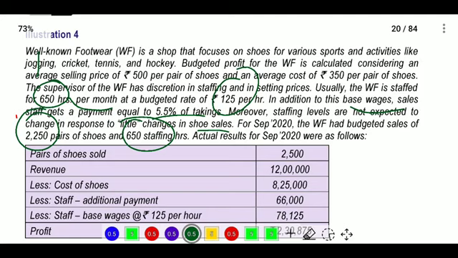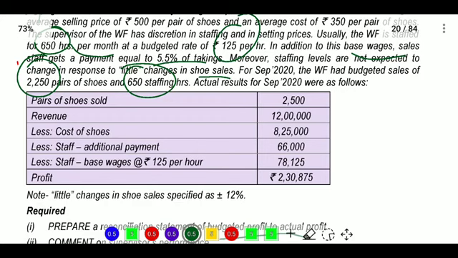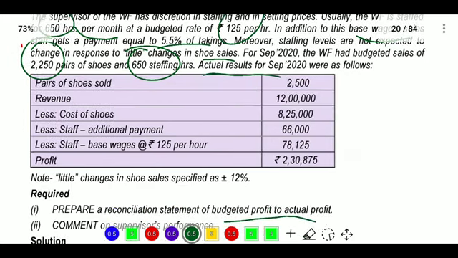Okay, the actual results for September 2020 were as follows. What are the actual results? Pairs of shoes sold 2,500, revenue 12 lakhs, less cost of shoes 8,25,000. Staff additional payment 66,000, and less staff base wages at 125 rupees per hour, and they got the profit.